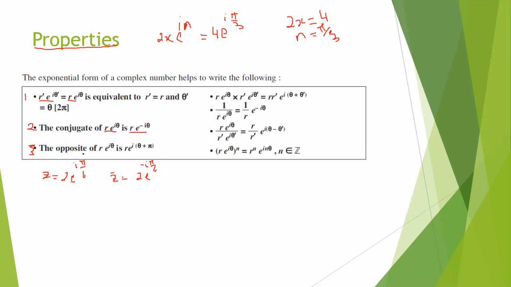Third rule: the opposite of R e^(I theta) is R e^(I (pi plus theta)). For example, if z equals 2 e^(I pi over 3).